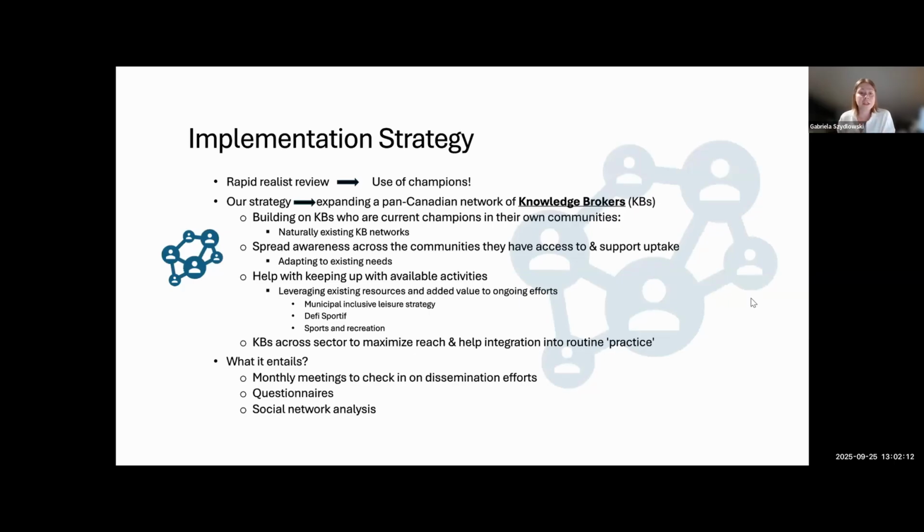So for our implementation strategy, we did a rapid realist review, not to be published, but within our team. And one of the most common and most effective strategies that we encountered was the use of champions to spread awareness and help implement it. So we built a similar strategy. We want to expand a pan-Canadian network of what we call knowledge brokers, which is pretty much a synonym to champions. We are trying to build on naturally existing knowledge brokers networks.